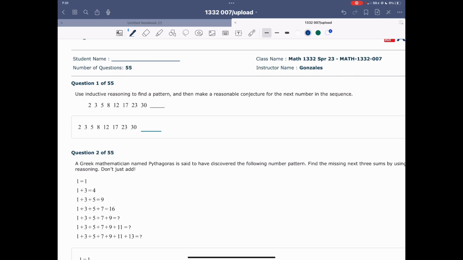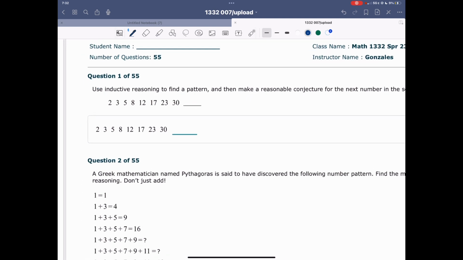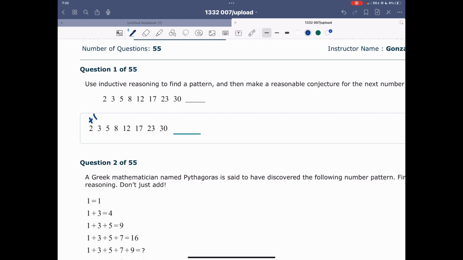All right, so for number 1, it says use inductive reasoning to find the pattern. Make a reasonable conjecture for the next number in the sequence. The pattern of the sequence is just adding the next highest number. So from 2 to 3, you're adding 1. 3 to 5, you're adding 2. So we just keep on going with that.